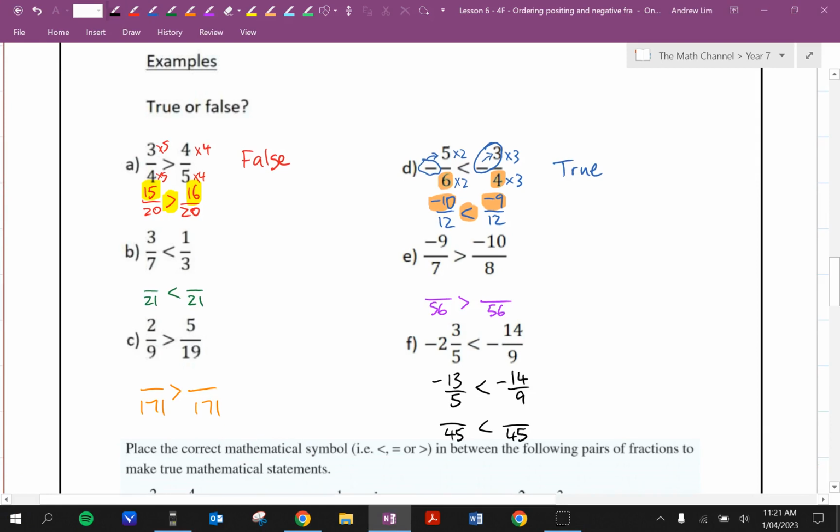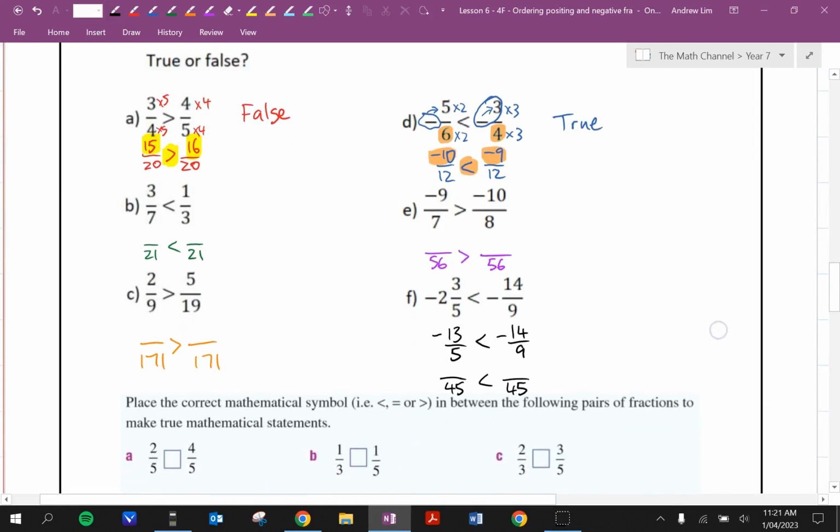Alright, so let's have a look at these answers. Question B, we can see that the lowest common denominator will be 7 times 3, which is 21. So we times this by 3, we times that by 3 to give us 9. Times that by 7, times that by 7 to give us 7. Is the arrow pointing at the smaller number? No, that's false.